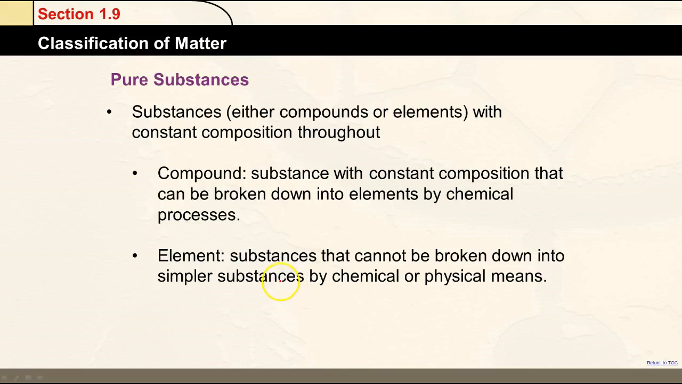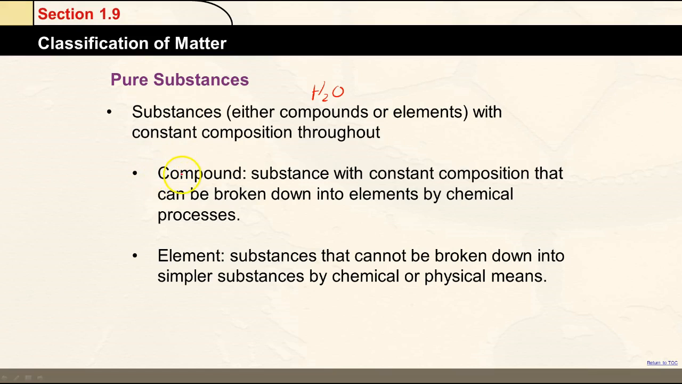Now let's talk about pure substances. These are compounds or elements with constant composition. If you don't remember from your regular chemistry class, a compound is just a couple elements combined together, like water would be H2O. That would be something called a compound. And pure substances have to have constant composition throughout. So if you have a glass of water, it's all H2O. It's all the same throughout the entire glass of water. There's nothing different anywhere in that glass of water.